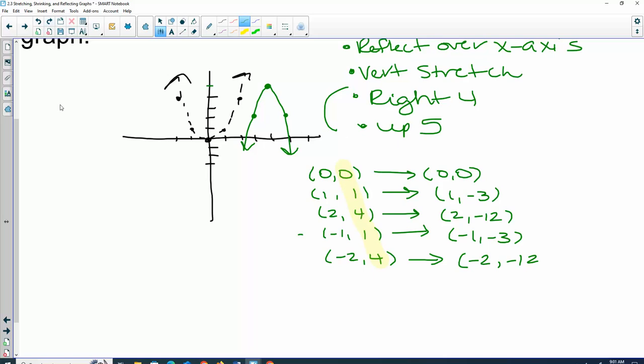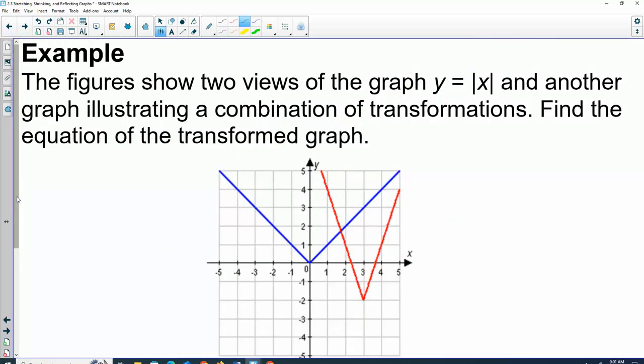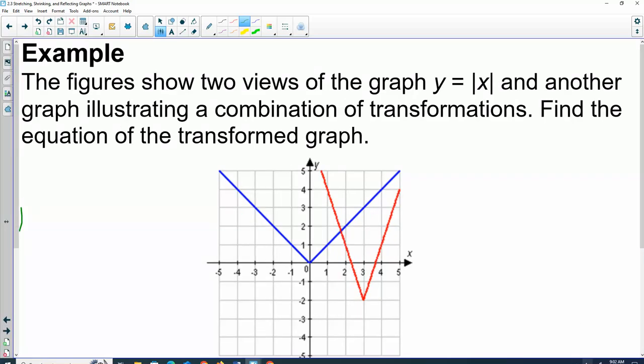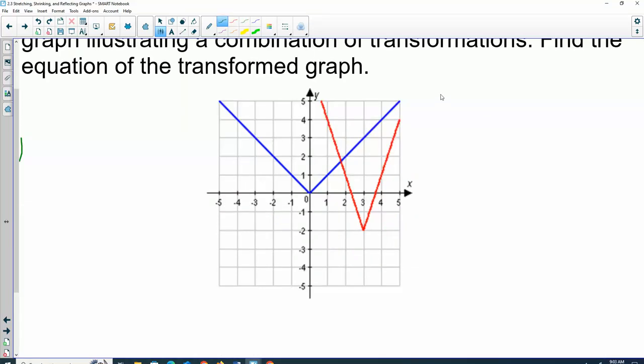I'm going to put a graph up here. I want you guys to take a minute, look at it, and see if you can figure out what the equation would be. So we have our graph. Find the equation for that. Can you tell me how this graph has been moved?